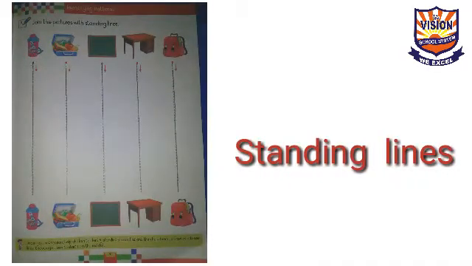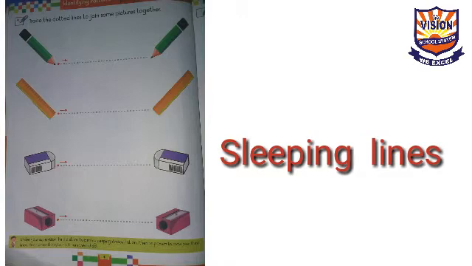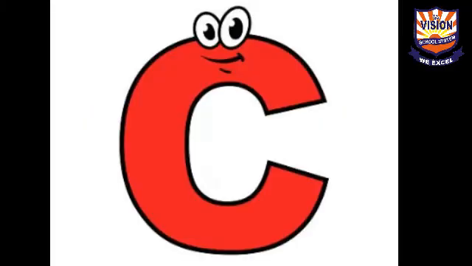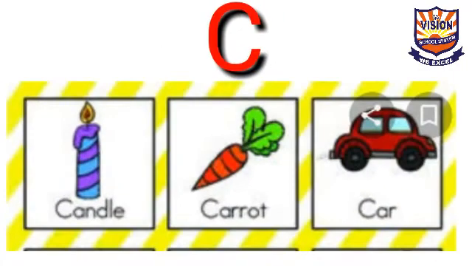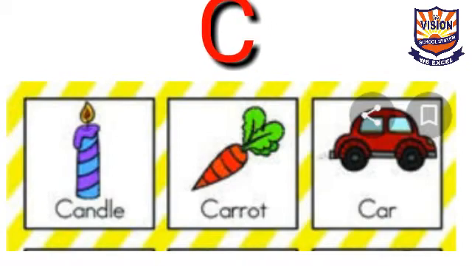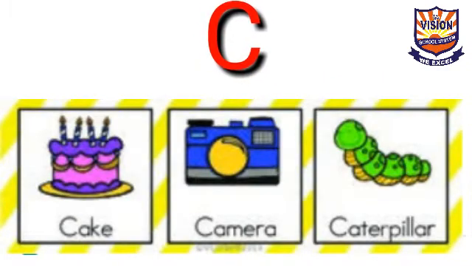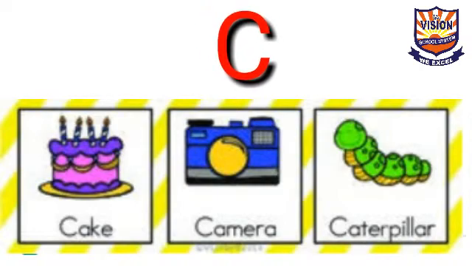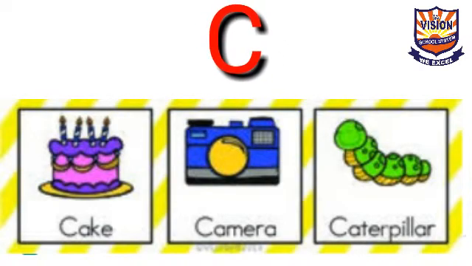Dear students, as we have done the practice of standing lines and sleeping lines in our book, now it's time for the introduction of the sound Kha. Kha is for candle, Kha, carrot, Kha, car. You can also say C is for cake, C for camera and C for caterpillar.